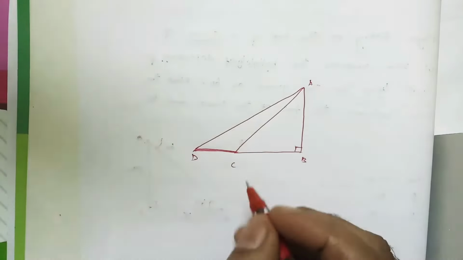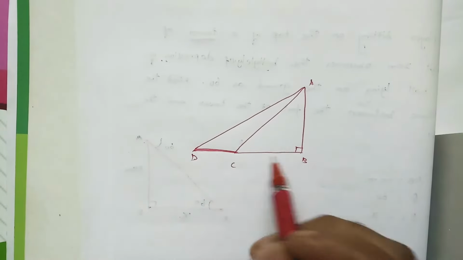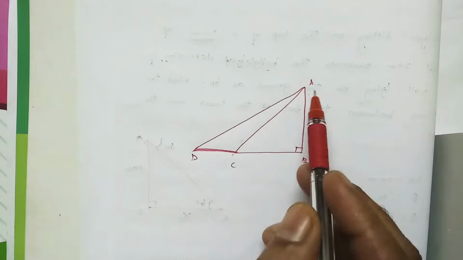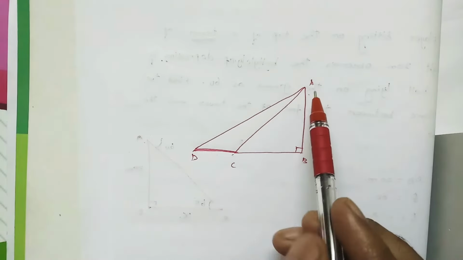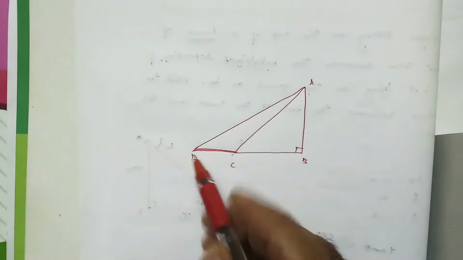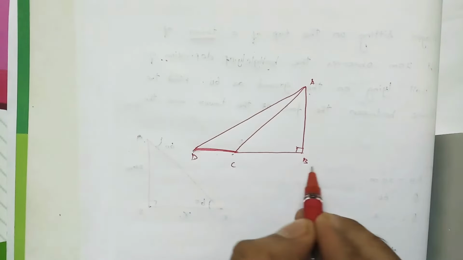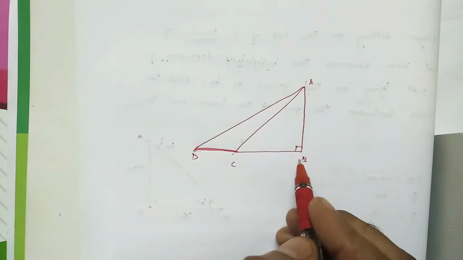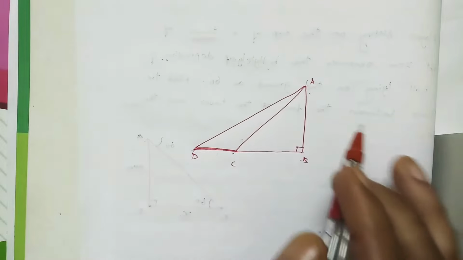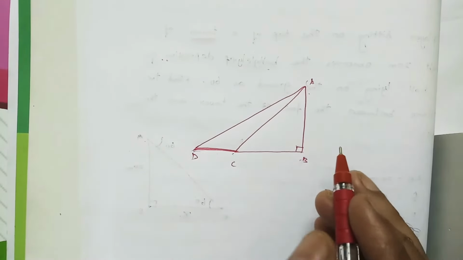Okay. See, now we have two right angle triangles, right? ABC is one right angle triangle. The next right angle triangle is ABD, and BD is a straight line, right? ABD is another right angle triangle. What we want to know is a small thing, right?